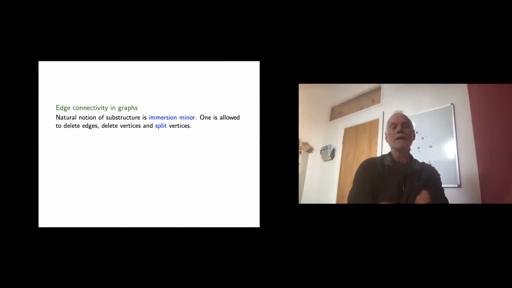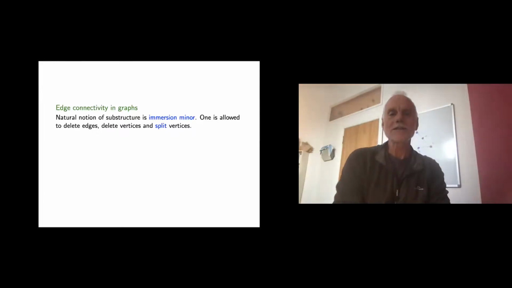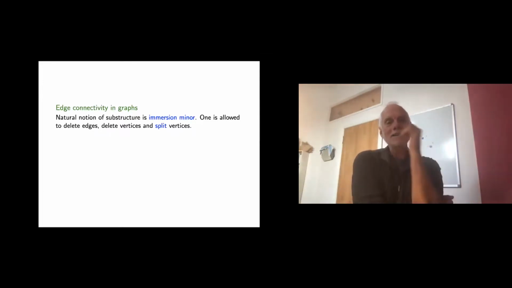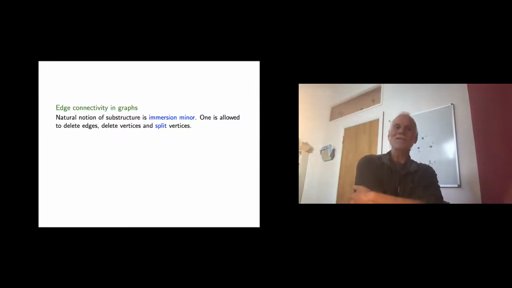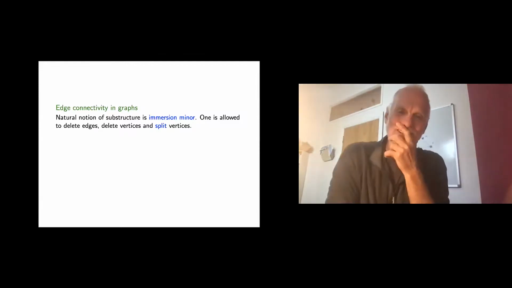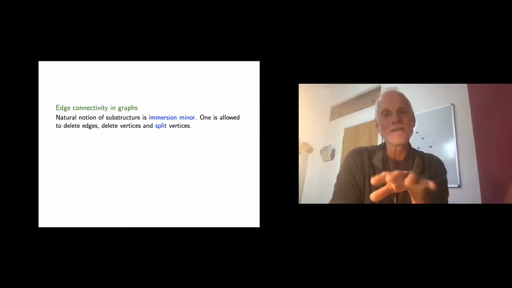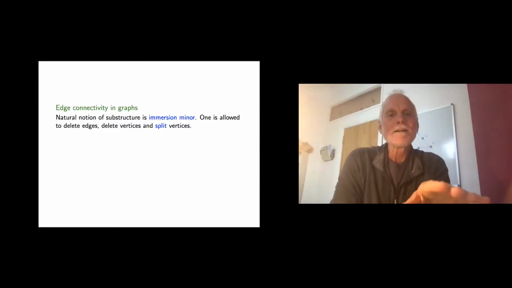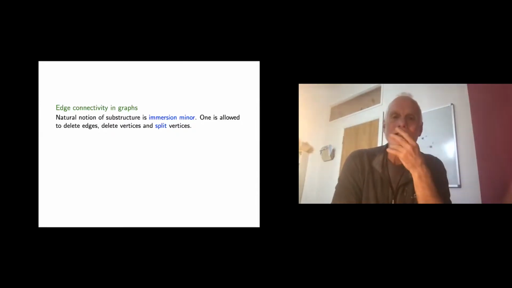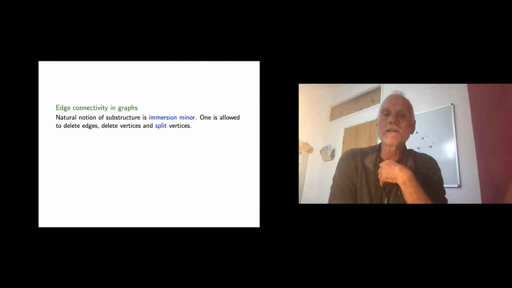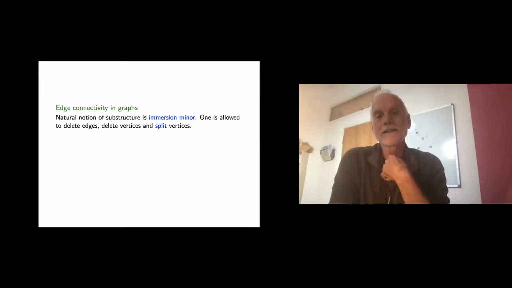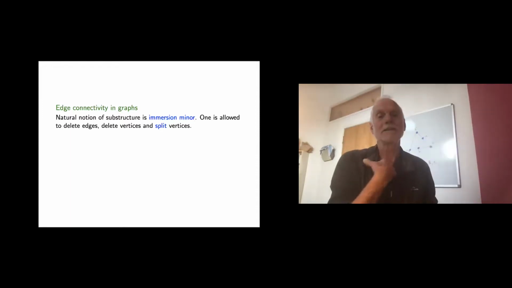All right, so we've got an excluded minor theorem for lesion in general connectivity functions, one for matroids, one for vertex connectivity in graphs. What about edge connectivity in graphs? I used to think the notion of immersion minor was very unnatural. Now I think it's the most natural notion you could ever imagine. That's because I've immersed myself in it for a while. That was a terrible pun, sorry about that. So the natural notion of substructure for edge connectivity in graphs is immersion minor. Here one's allowed to delete edges, delete vertices, and split vertices. If you're not familiar with this, I'm not going to say anything more, but there is a natural notion of substructure there.